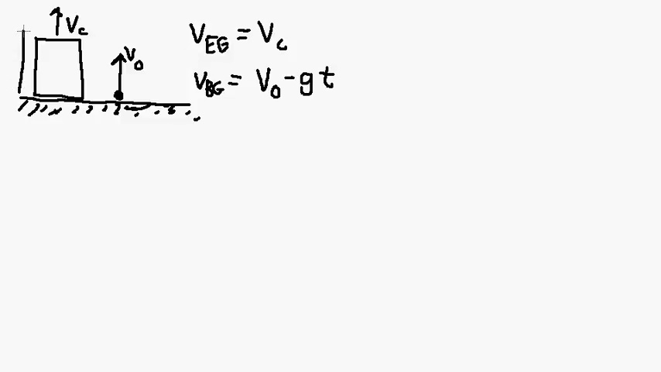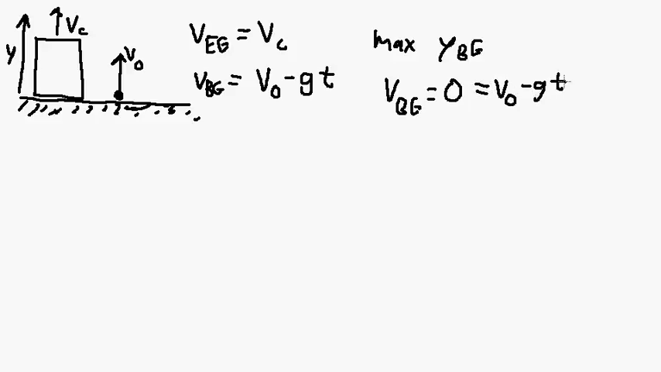Okay, so incidentally, positive y this way. Always draw your axes and let us know what you're doing. Okay, so first thing we want to find is maximum y of the ball with respect to the ground, and that's when velocity of ball with respect to the ground equals 0. So that equals v0 minus gt, and then t equals v naught over g.